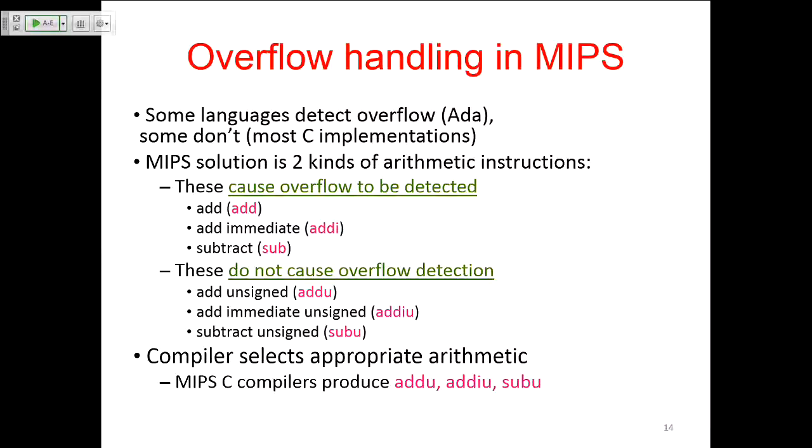And MIPS will actually do nothing here to detect the overflow. Actually, the C compiler to MIPS will turn all your adds and such into these unsigned operations. So there will be no overflow detection. But you don't have to worry about that necessarily here in the course. This is just to give you an idea of what's happening under the hood.